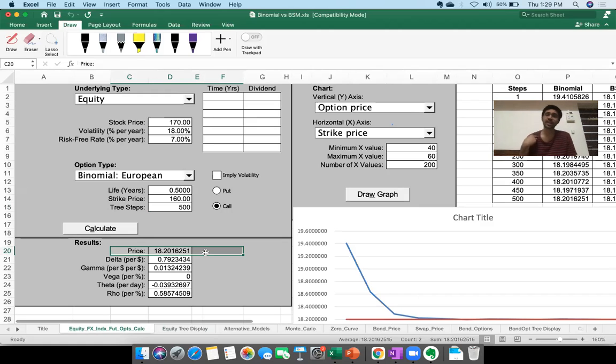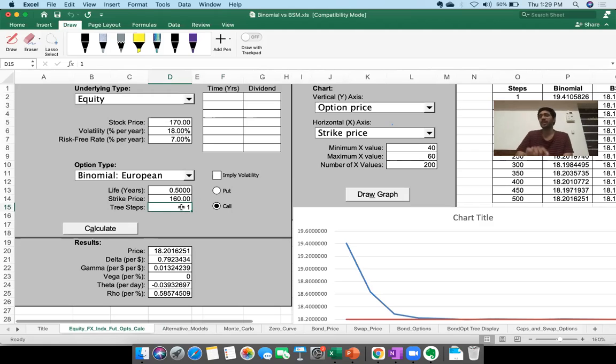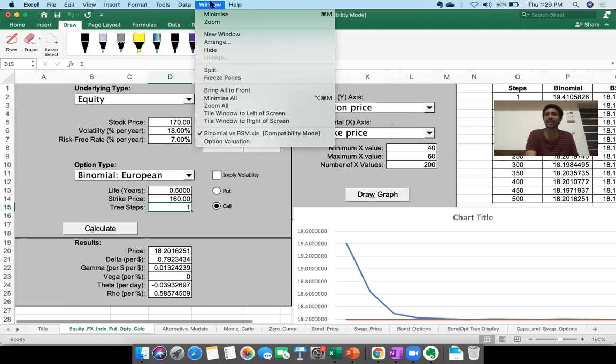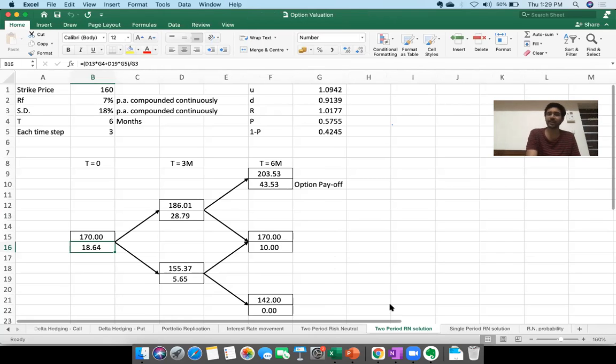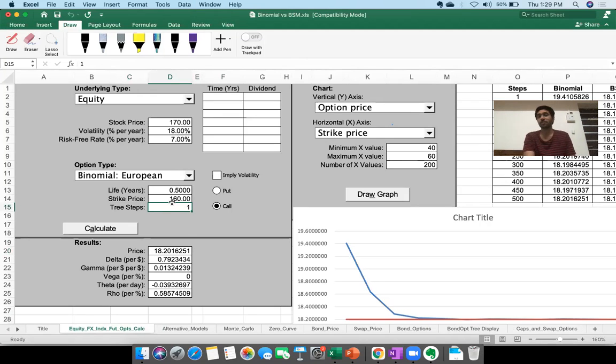The third disadvantage is that it won't give me the value of the call option if I press one tree step. The minimum number of tree steps that needs to be input is 2. I don't know why, but I feel it would have been better if it had given one time step at least. But anyways, single period binomial, we ourselves can calculate. We don't need this calculator. We ourselves have calculated a single period and even 2 period. Single period gives us a value of 19.41. So the minimum number of tree steps is 2, maximum is 500. The maximum number of tree steps for you to have a diagram is 10. That is the disadvantage.